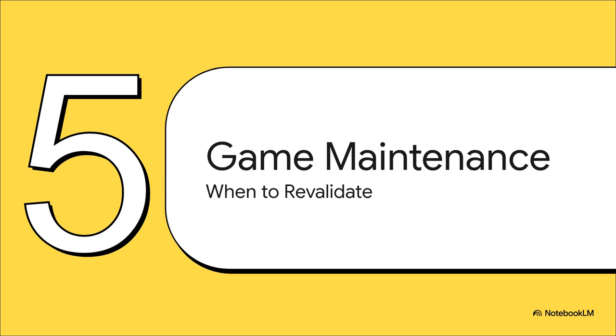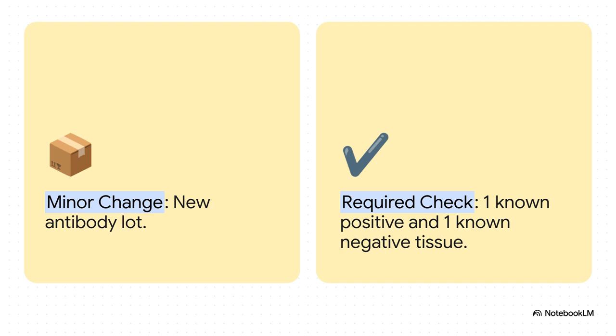Okay, we're in the home stretch. Finally. You have to remember that validation isn't something you do once and then forget about. Your lab, your reagents, they're always changing. So let's talk about the rules for when you need to recheck an assay to make sure it's still performing the way it should. Let's start with a minor change, something that happens all the time.